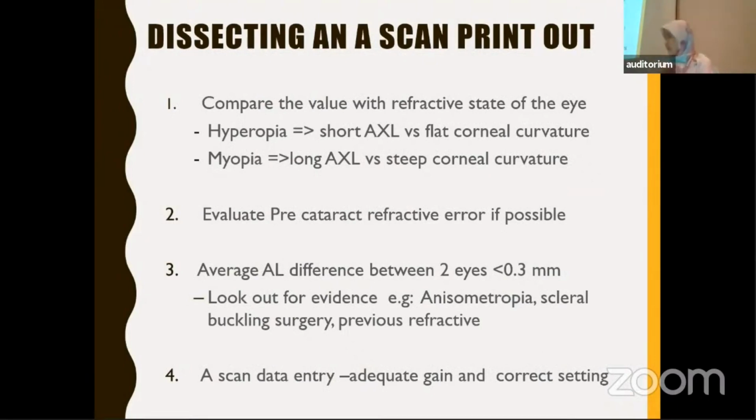Dissecting a scan printout: when the ultrasound scan result is given to you, make sure all of this is checked. One, compare the value with the refractive state of the eye. In hyperopia, commonly there is a short axial length or flat corneal curvature, and vice versa with myopia. And then always evaluate with the pre-cataract refraction. Axial length difference between the two eyes should not exceed 0.3 millimeter unless explainable. Then look out for any evidence of anisometropia, scleral buckling surgery, or previous refractive surgery. Make sure of correct scan data entry, adequate gain use, and correct settings.